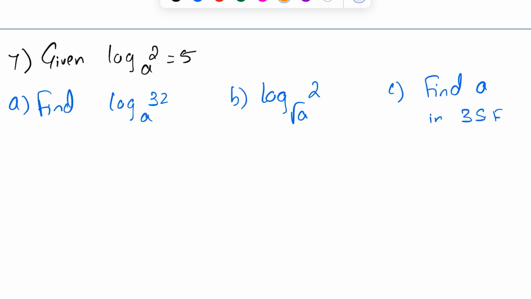So now log 32 to the base a. So 32 can be written as 2 power 5 to the base a. 5 comes front, log 2 to the base a. Log 2 to the base a is 5. 5 times 5 is 25.